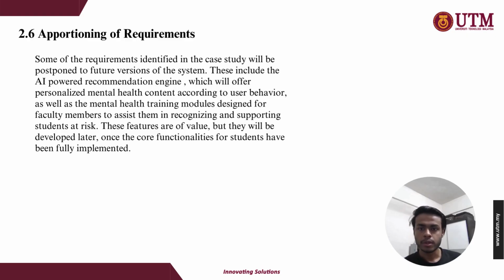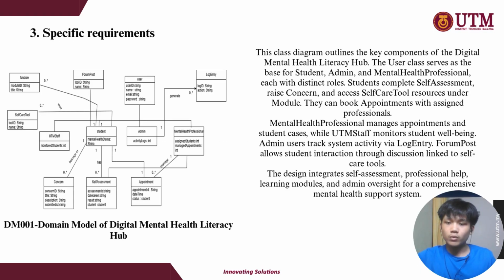Okay, for the next one, apportion of requirements. Some of the features in this version will be postponed to the next version. For example, the AI powered recommendation engine, which will offer personalized mental health content according to user behavior, as well as a mental health training module designed for faculty members to assist them in recognizing and supporting students' mental health risk. These features are valuable, but they will be developed later once the core functionality of this version has been fully implemented. Now, I'll present the specific requirements of our system.